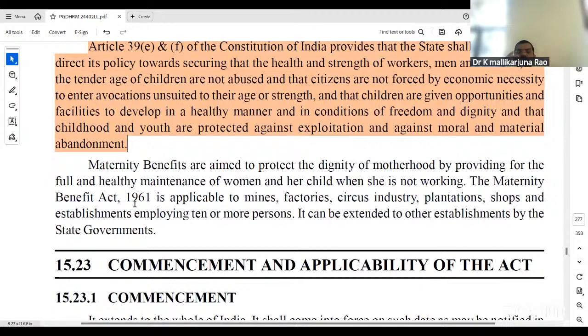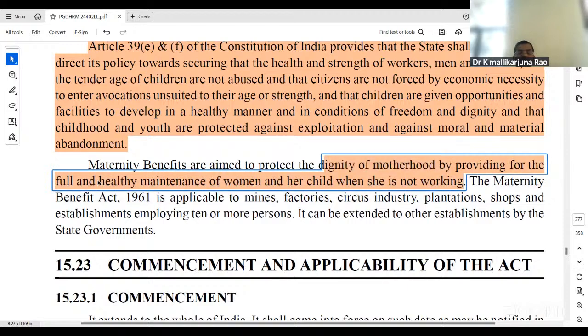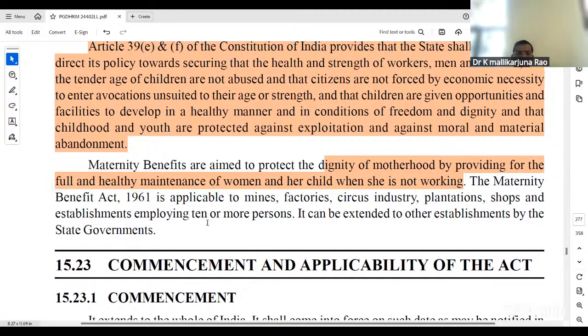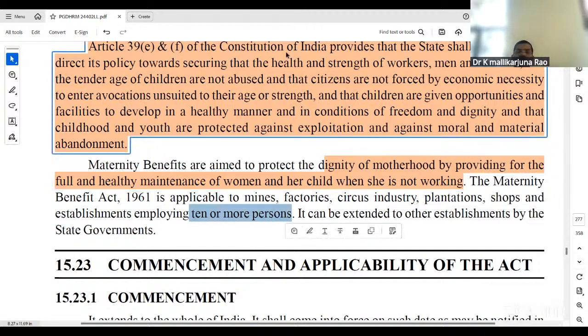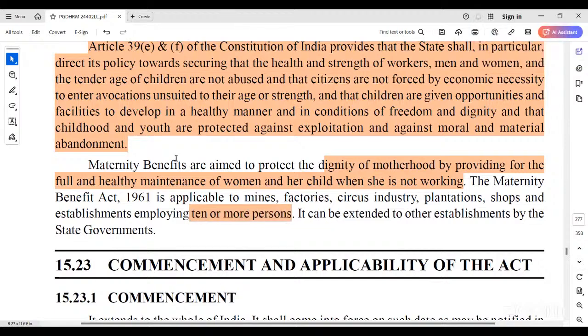So the Maternity Benefit Act aims to protect the dignity of motherhood by providing full and healthy maintenance of the woman and her child when she is working. The Maternity Benefit Act 1961 applies to all mines, factories, circus industry, plantations, shops, and establishments employing 10 or more persons. So here you can see the number is 10 or more persons. Wherever 10 or more persons are working, this Maternity Benefit Act will be applicable.